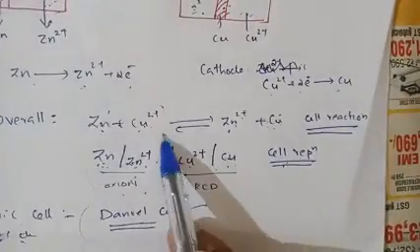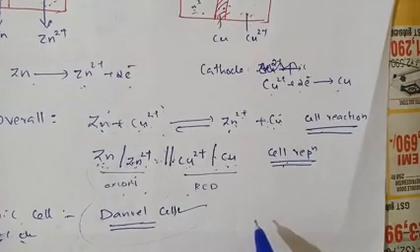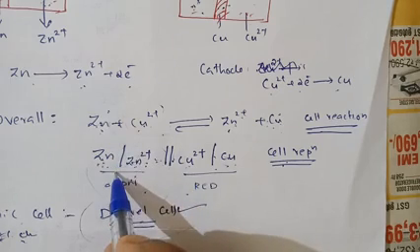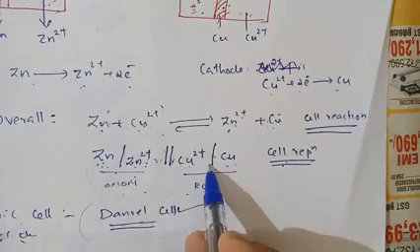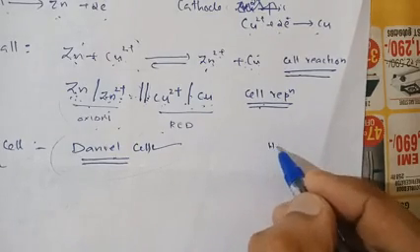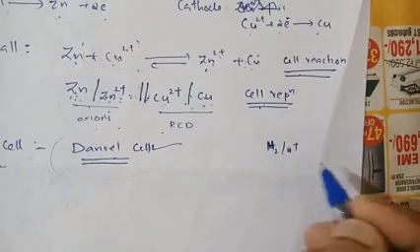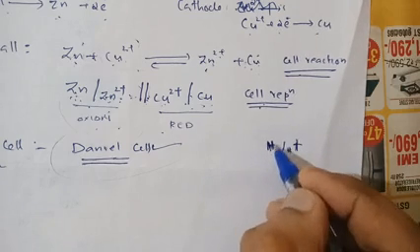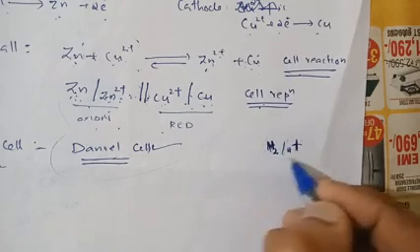And you should be able to represent a cell and write the cell reaction. One more thing: the electrode and electrolyte are separated by a single line. The salt bridge is represented by a double line, then again a single line. Suppose we take a gas, for example hydrogen gas, as the electrode. If we use hydrogen gas as an electrode, I can write H2 hydrogen gas bar H+. Here this is a gas.